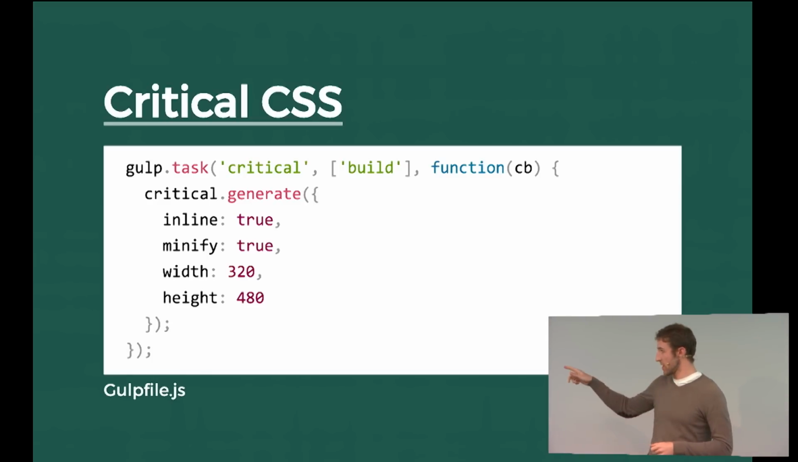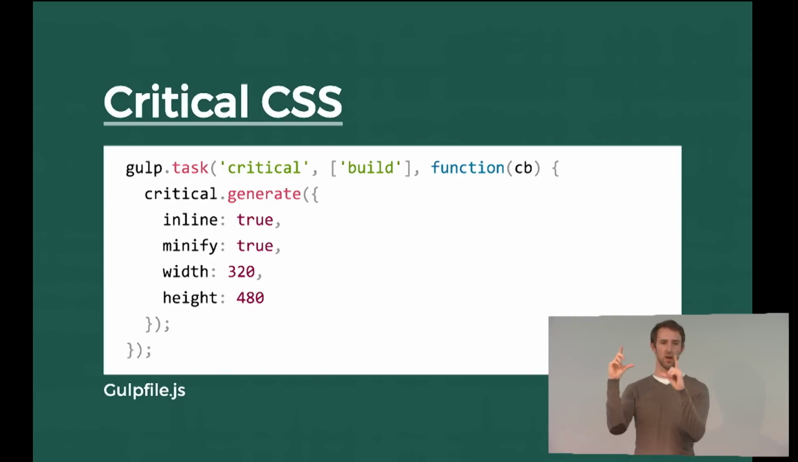Another option that you can see here is minify: true, right? Basically, it's going to minify your CSS. The width and the height are just for saying what is going to be critical for me, and in this case, it's just a small phone size.